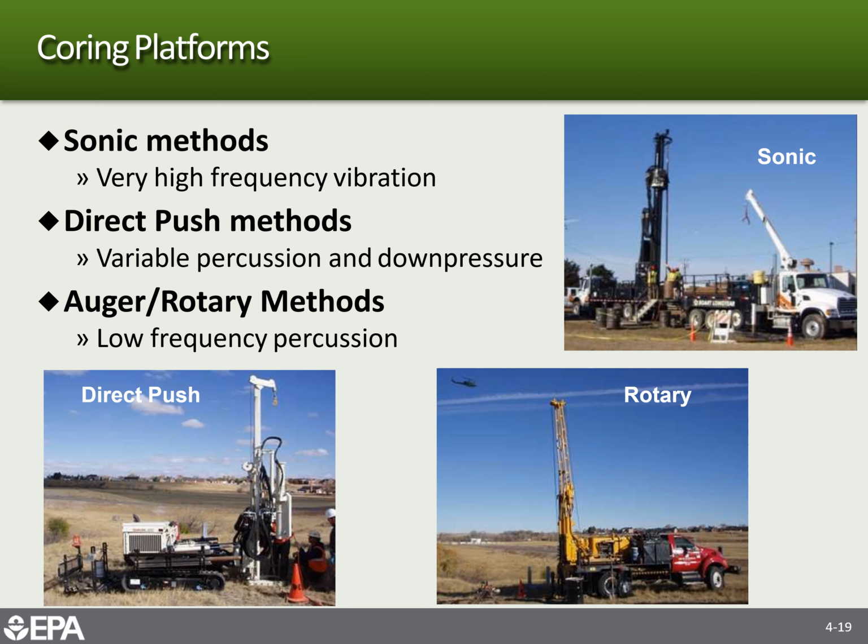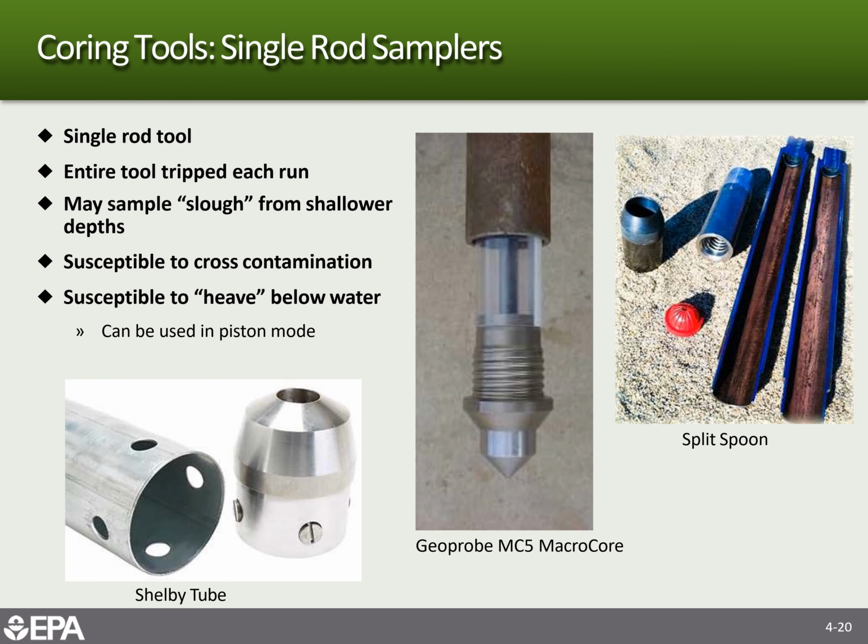And then for more shallow and less consolidated or less indurated zones, you can use a direct push rig to just push the core barrels down into the ground. These are those split spoons that I spoke of earlier. This is with the Geoprobe. This is also with a Shelby tube. That's usually done with the rotary methods. These are all single rods that are just pushed in the ground.